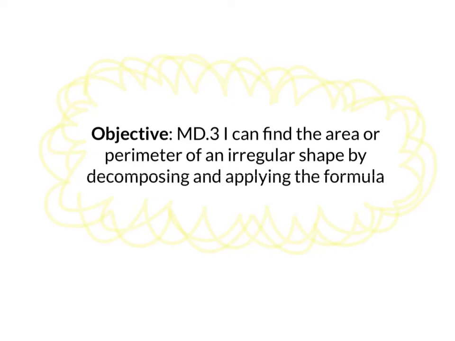Today's objective: I can find the area or perimeter of an irregular shape by decomposing and applying the formula. Alright, so you just watched me solve area and perimeter of an irregular shape. So this time we're going to solve one together. So please make sure you have a paper, a pencil, and you're ready to go.